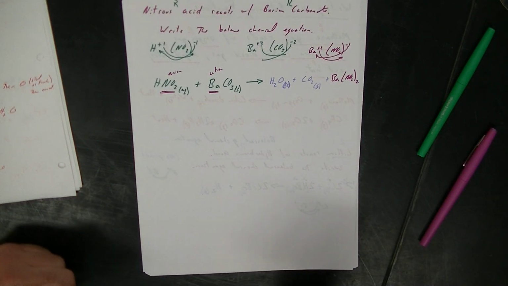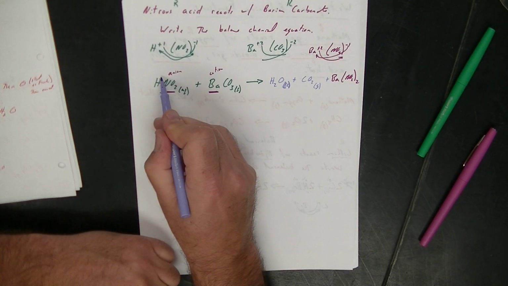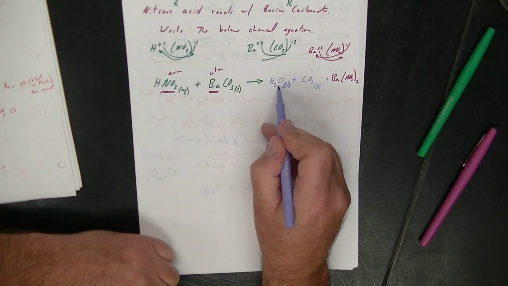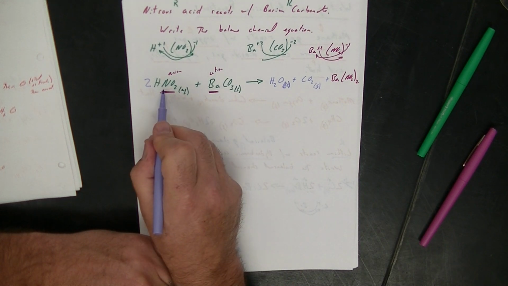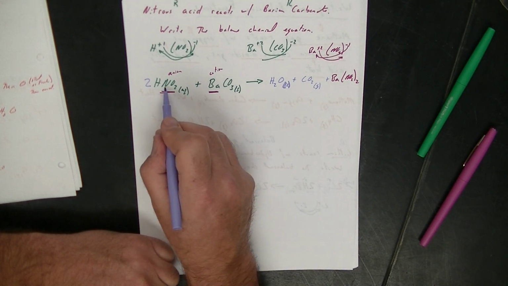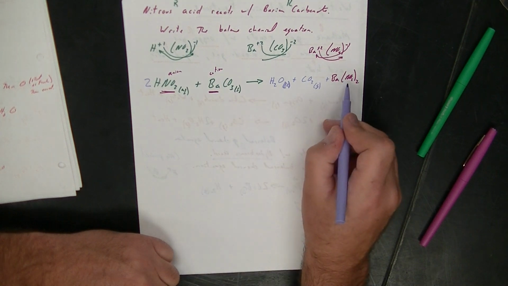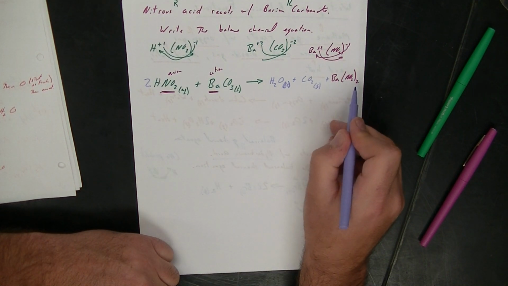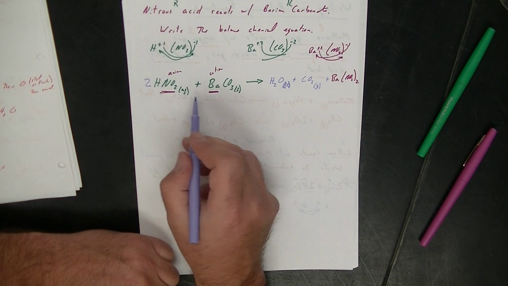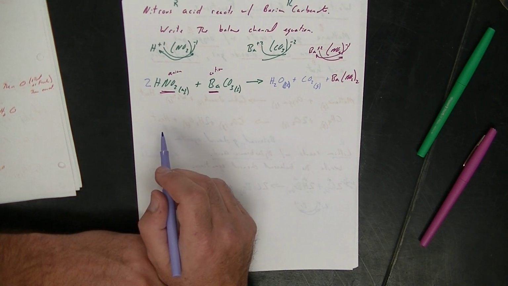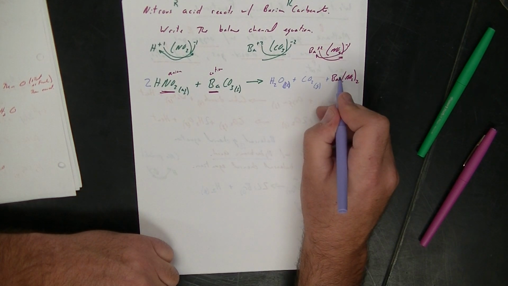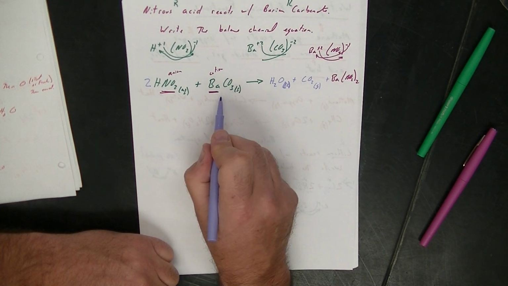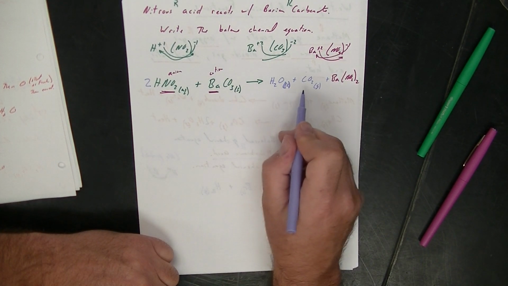Alright, let's start with our H's. I have 1 hydrogen on this side. I have 2 hydrogens on that side, so I'm going to put a 2 here. I have 1 nitrogen. Oh, I lied. I have 2 nitrogens, and I have 2 nitrogens. Okay. Oxygen. Let's leave that one for a second because that one's a hard one. I got 1 barium on this side. I got 1 barium on this side. Carbon. My carbon is good. I have 1 carbon and 1 carbon.